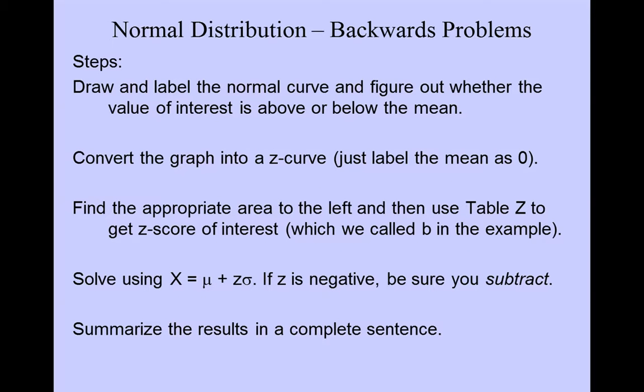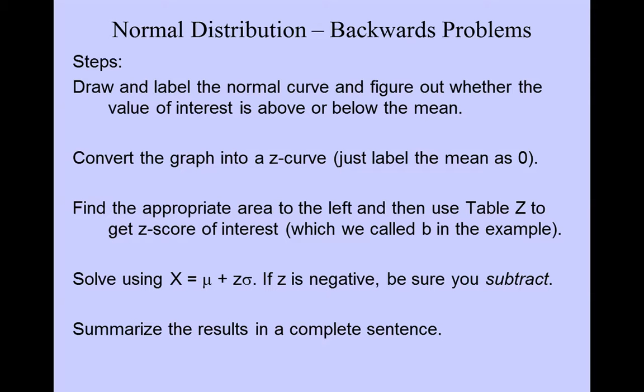So for these backward or reverse exercises, these are the steps. Draw and label your normal curve and figure out whether the value of interest is above or below the mean. If it's above the mean, you're looking for a positive z-score. If it's below the mean, you're looking for a negative z-score. Convert the graph into a z-curve. Just label the mean as 0. Find the appropriate area to the left of that location, and then use table Z to get the z-score of interest. We called this B in our example.